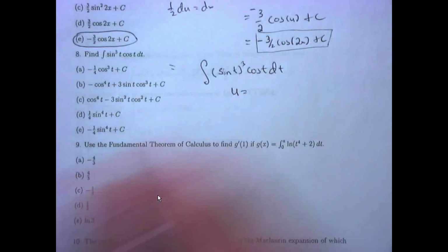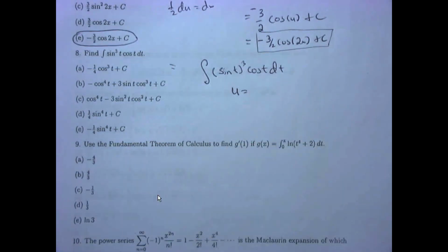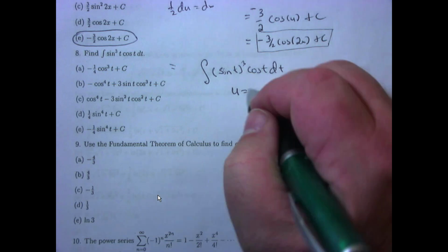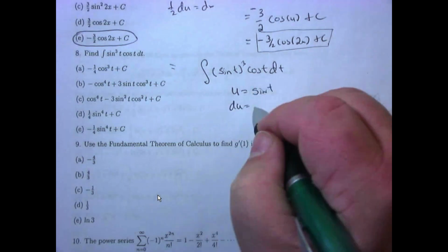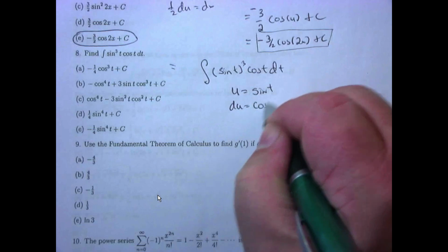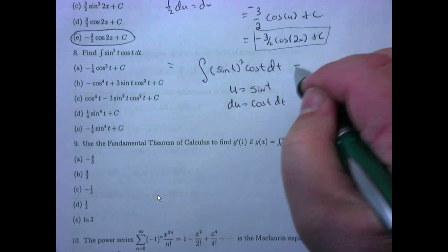Use substitution. What would you let u equal to? Inside the parentheses. But the most important aspect of u substitution is whatever I let u equal to, du has got to be in the problem. So I would let u equal to the sine of t inside the parentheses. And that makes du, derivative of sine t is cosine of t dt. And there it is sitting in my problem.